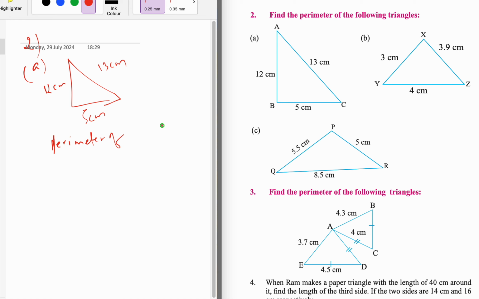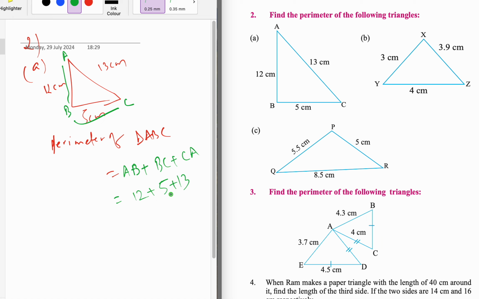Perimeter of triangle ABC equals, in a different color, this is A, this is B, this is C. First AB plus BC plus CA, which means 12 plus 5 plus 13. This is 25, plus 5, 30 cm is the answer.